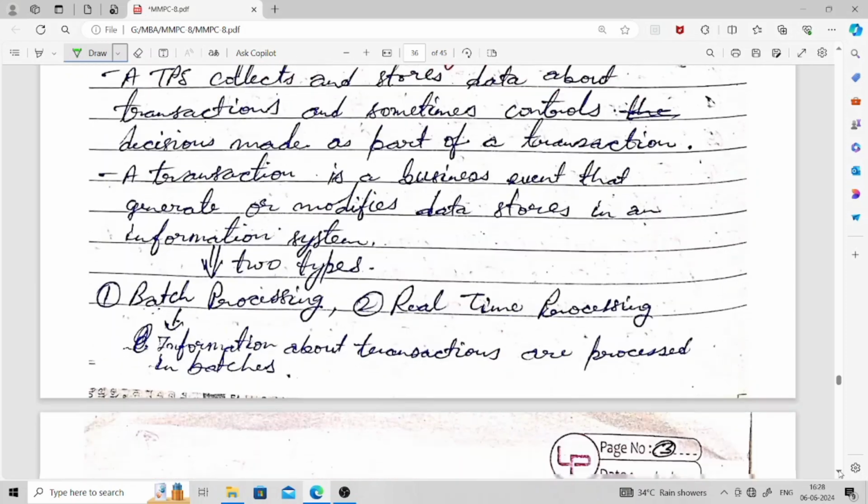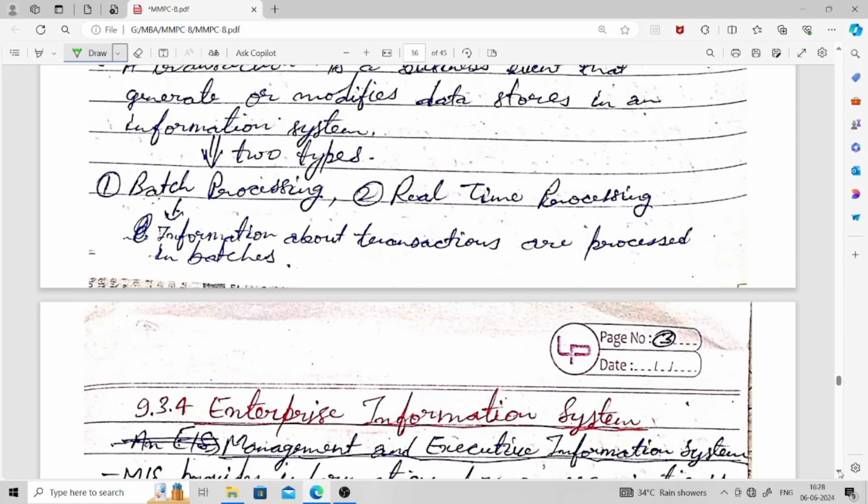So there are two types of TPS, transaction processing system. The first is batch processing system, and the second is real-time processing. In batch processing, information about transactions is processed in batches. It means that in batch processing, we collect a large amount of data from different transactions, and once a certain amount of data has been stored, we then do processing on that data.